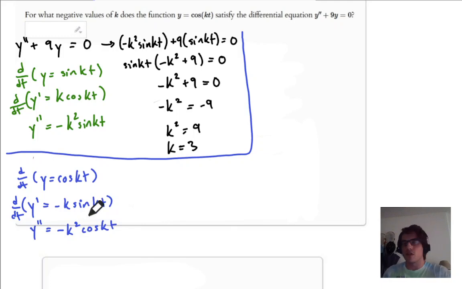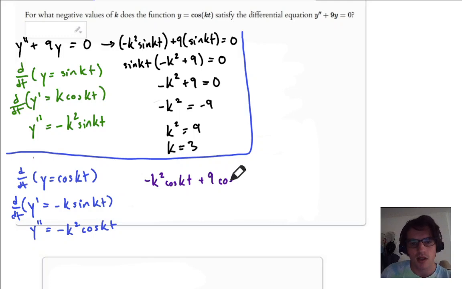If you have trouble remembering the trig derivatives, I always say if it starts with c, when you take the derivative, you switch the sign, so the derivative becomes negative. If it doesn't start with c, so sine or tangent, we don't change the sign. So negative sine will become positive cosine. Okay, let's plug in. So y double prime plus 9y equals 0. Negative k squared cosine kt plus 9 cosine kt equals 0.